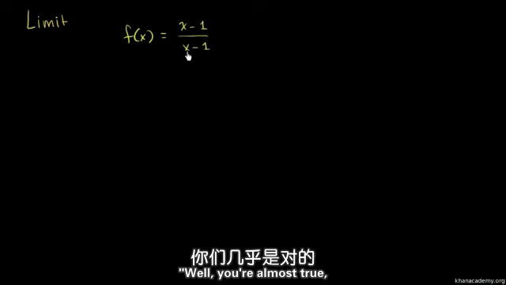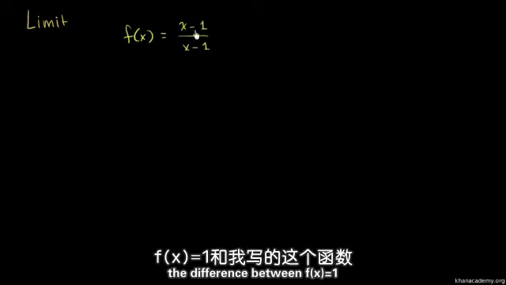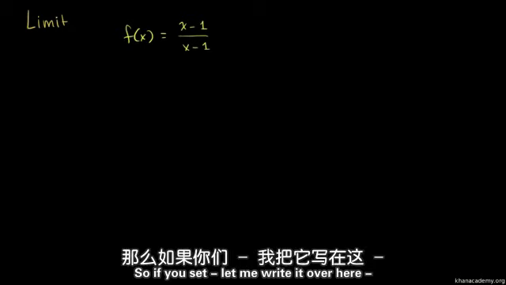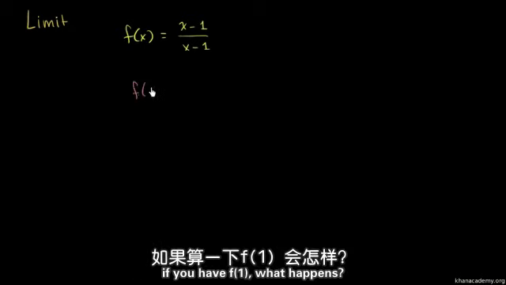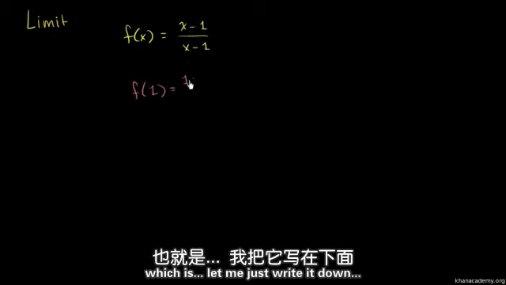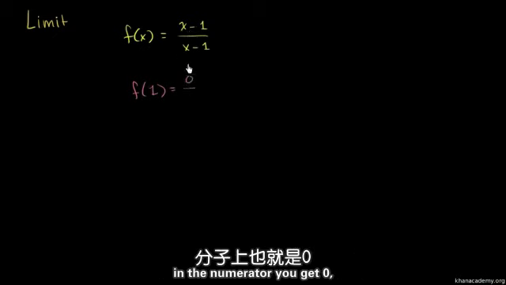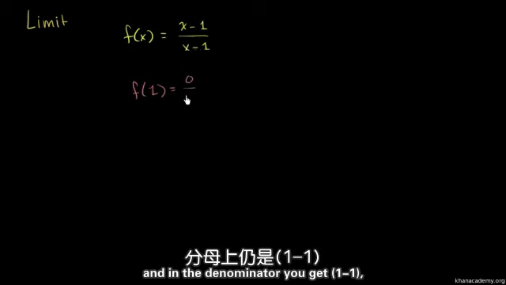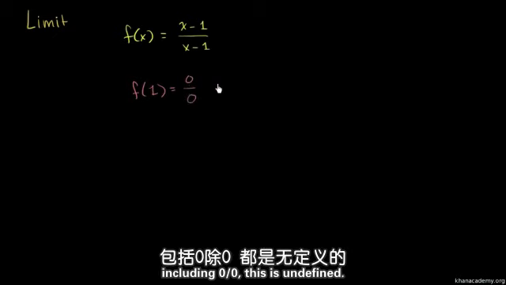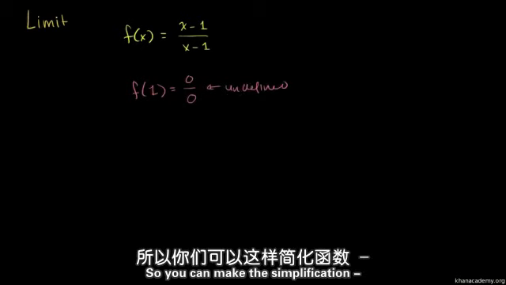And I would say, well, you're almost true. The difference between f of x equals 1 and this thing right over here is that this thing is undefined when x is equal to 1. Because if you have f of 1, what happens? In the numerator, you get 1 minus 1, which is 0. And in the denominator, you get 1 minus 1, which is also 0. And so anything divided by 0, including 0 divided by 0, is undefined. So you can make the simplification.